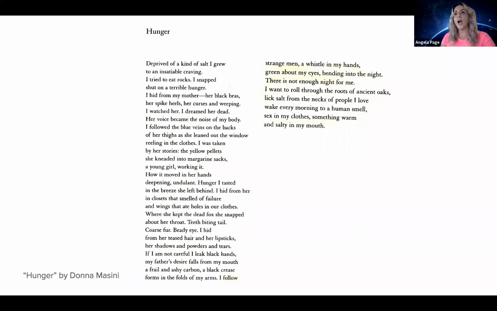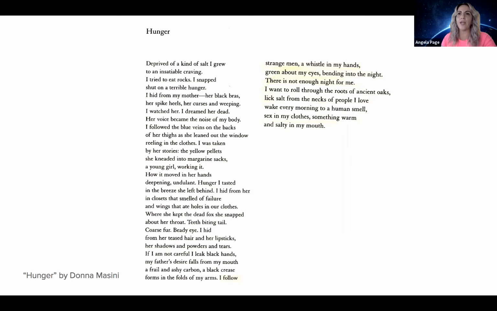So it's called Hunger, and the poem is by Donna Masini. Deprived of a kind of salt, I grew to an insatiable craving. I tried to eat rocks. I snapped shut on a terrible hunger. I hid from my mother, her black bras, her spike heels, her curses and weeping. I watched her. I dreamed her dead. Her voice became the noise of my body.